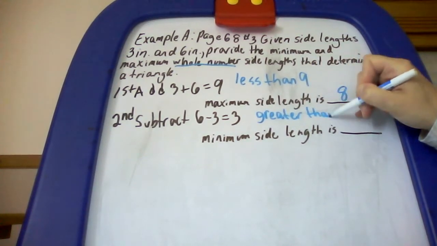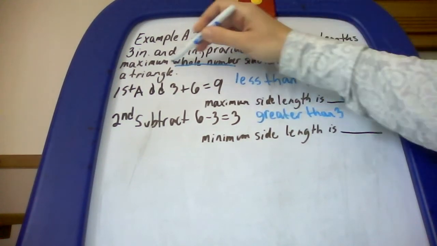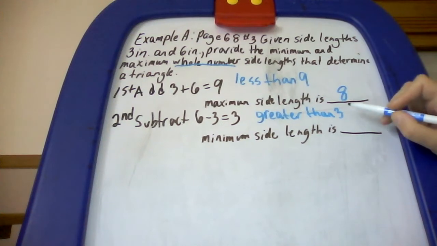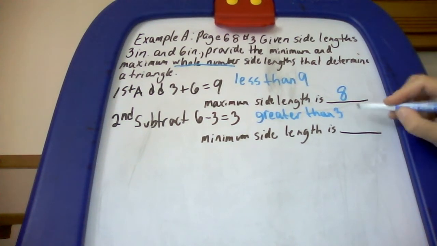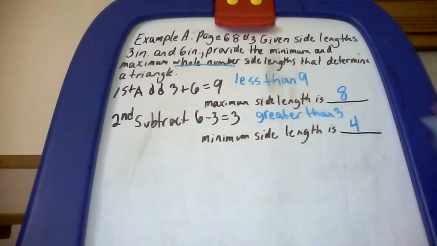And again, since this problem gives us a requirement of having only whole number side lengths, if you're looking at a number greater than 3 that's whole, it would be 4. So your maximum side length is 8, your minimum side length is 4. Now, just to talk about where these numbers came from again, let me give you some more information on this.